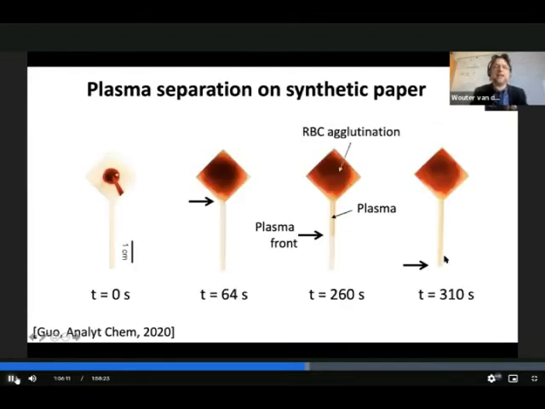Now he put that in a usable format, where he has a loading pad here, this diamond, he adds the blood, and then you see you get clotting and the blood cells remain here, but the plasma front starts flowing through the paper. And so what we get, we fill this entire 3 centimeter long channel of synthetic paper filled with pure plasma.